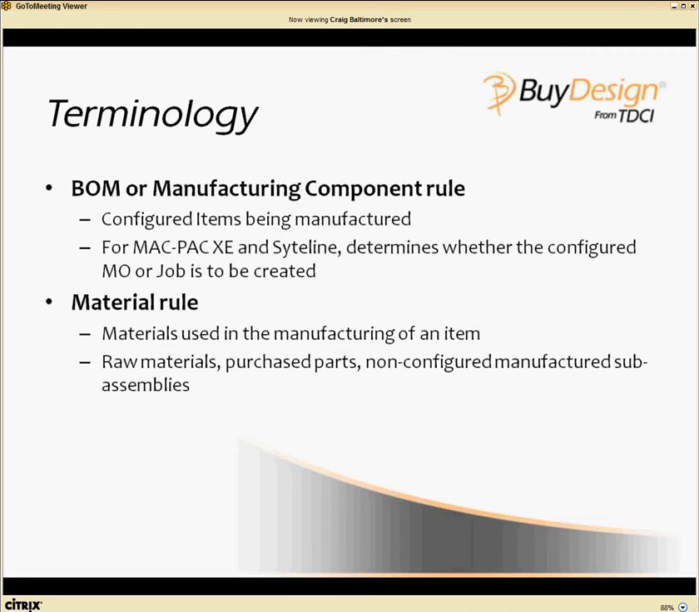Material rules, okay? These are going to be the materials that I'm going to use to manufacture that configured item. Okay, material rules could be raw materials, they could be purchase parts, or any type of non-configured manufactured subassembly.